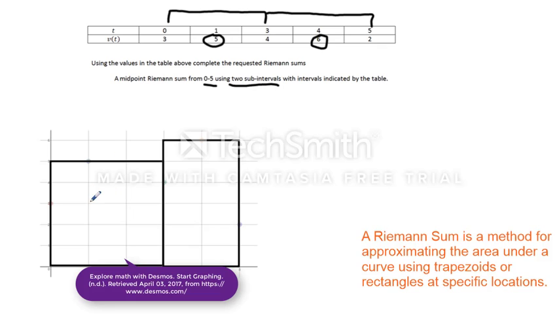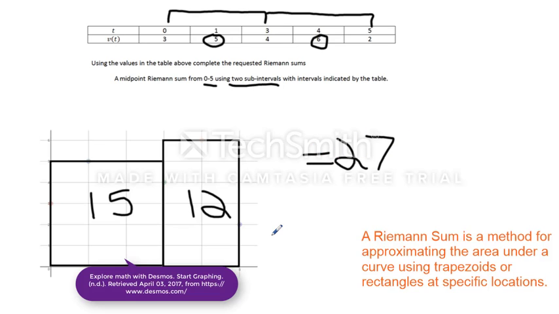Then, just like with the left and right Riemann sum, I'm going to calculate the area. So this is a 3 by 5, or a 15 approximation for that area. My right rectangle over here is a 2 by 6, so this should end up being an area of 12, and then once added together, we end up with an approximate area of 27.